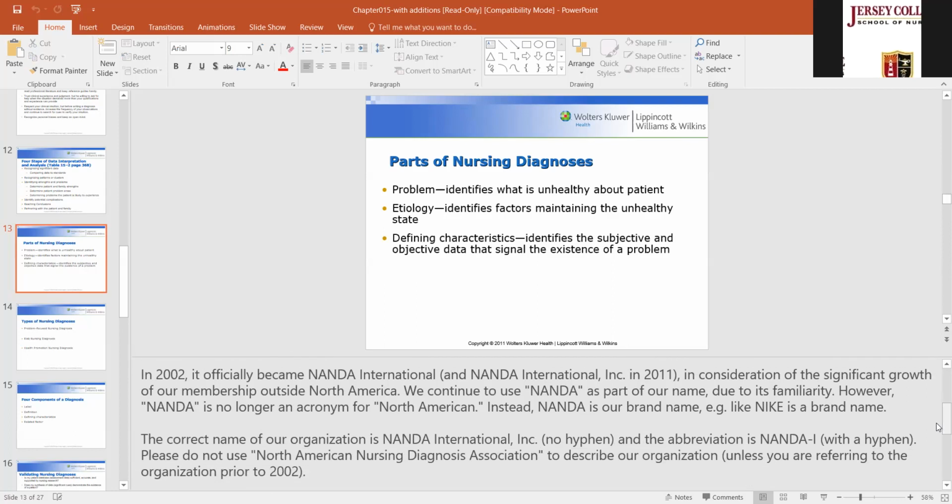So in 2002, we finally have NANDA. This is the nursing organization that is responsible for our nursing diagnosis. It is now called NANDA International. It's no longer a North American Nursing Diagnosis Association.